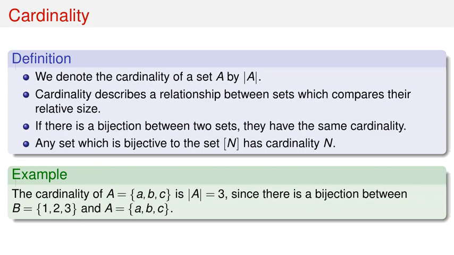For example, the cardinality of the set A = {a, b, c} is 3 because there is a bijection between the set B = {1, 2, 3} and A. For instance, 1 maps to a, 2 to b and 3 to c.